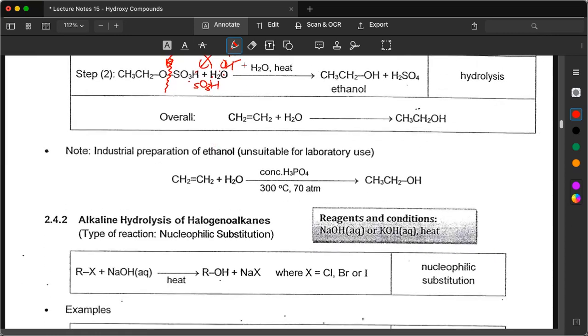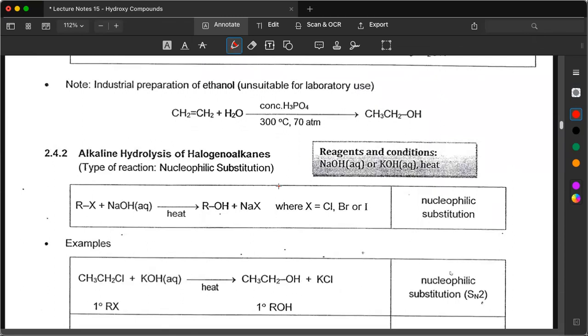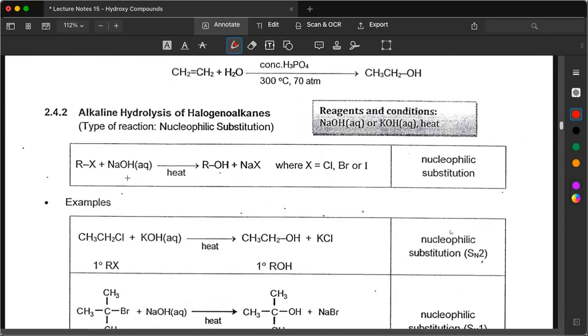Now, this method of preparation of ethanol is actually unsuitable for lab use due to the high temperature and high pressure required. What are other methods to prepare alcohol? Alkaline hydrolysis of halogenoalkanes, with the reagents and conditions as either sodium hydroxide aqueous or potassium hydroxide aqueous with heat. This is an example of nucleophilic substitution, where the OH substitutes the X to form this.